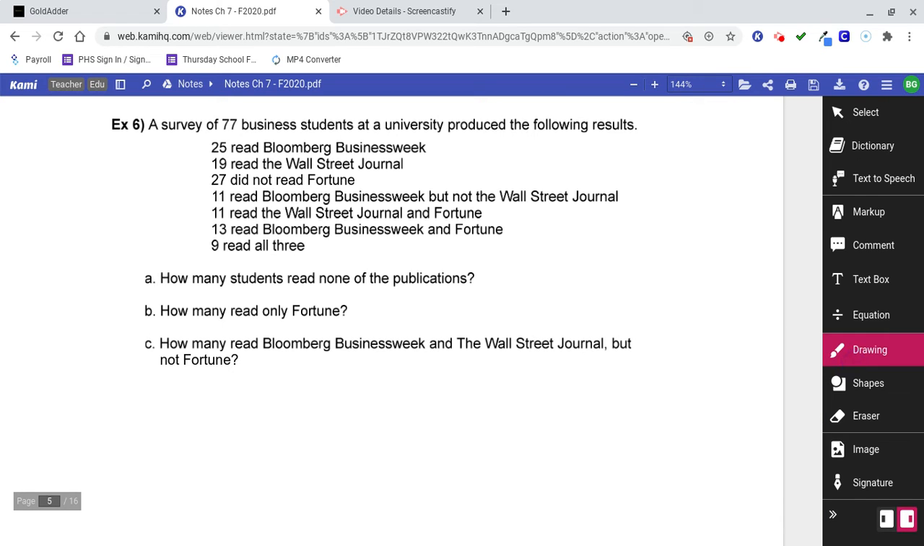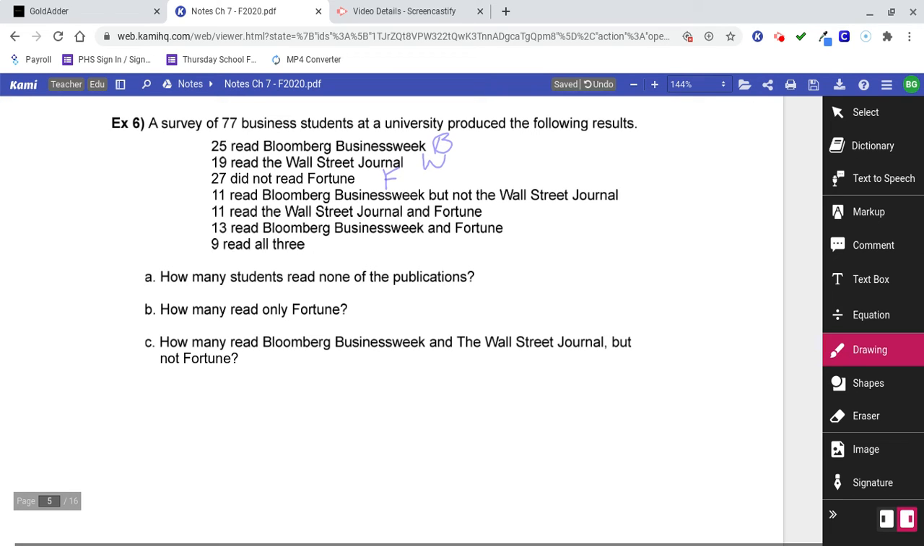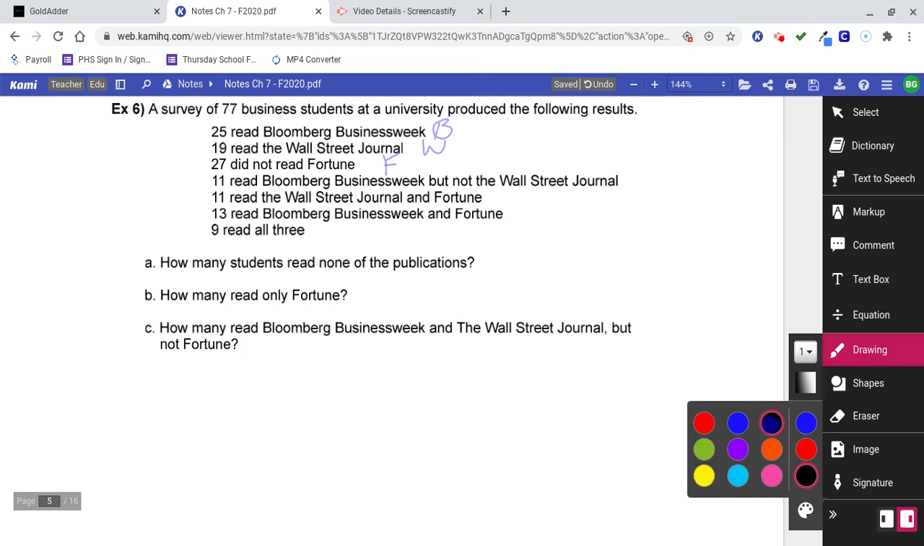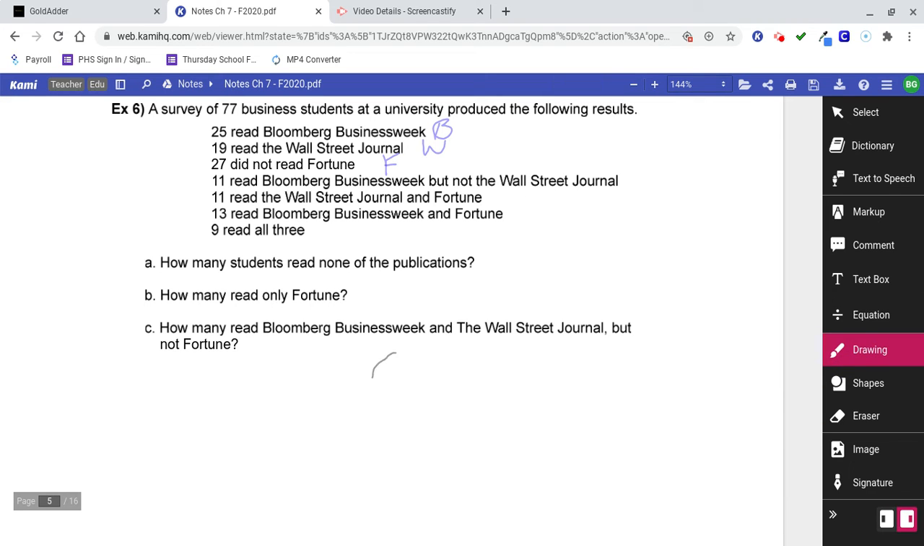Notice there are 3 sets in this problem. They're talking about Bloomberg Business Week, Wall Street Journal, and Fortune. Okay? There are 3 things that we're talking about. So we're going to use a Venn diagram to answer this question. If we use a Venn diagram and we think about it carefully, it's not going to be that hard. But those of you that won't do this step are going to have a real hard time. Okay? So 3 circles. Draw them pretty much as big as you can.